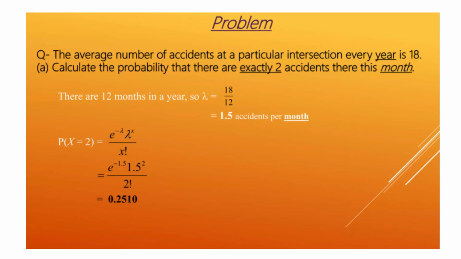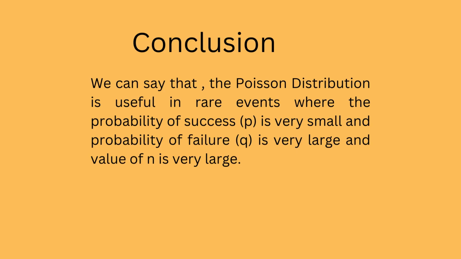So, guys, here we take one problem on Poisson distribution, and next, the conclusion is we can say that the Poisson distribution is useful in rare events where the probability of success p is very small, the probability of failure is very large, and the value of n is very large.